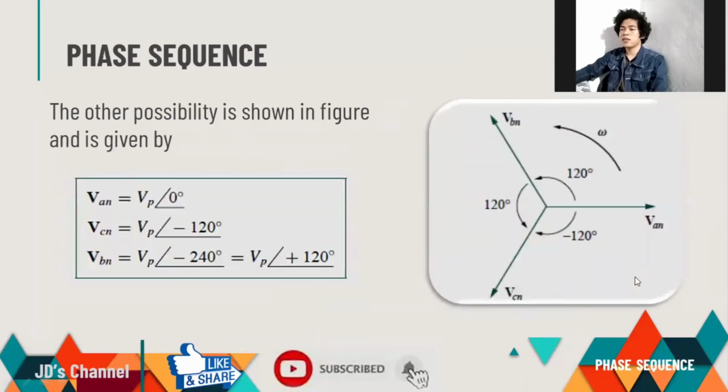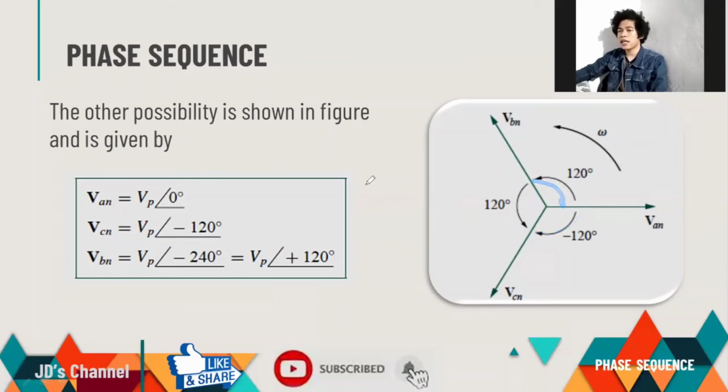So, next one. Yun yung unang possibility. The other possibility is shown in the figure. Ito naman class, kung makikita ninyo, nagkaroon ng pagkakaiba dyan. Dito, naging siya ay VAN, VCN, and VBN na. So, nagkapalit ang C tsaka B. Still yung ating A is at 0. Then, negative 120 na yung VCN natin. And negative 240 na yung ating VBN or siya ay positive 120.